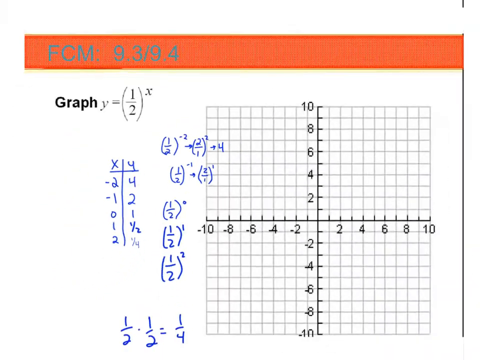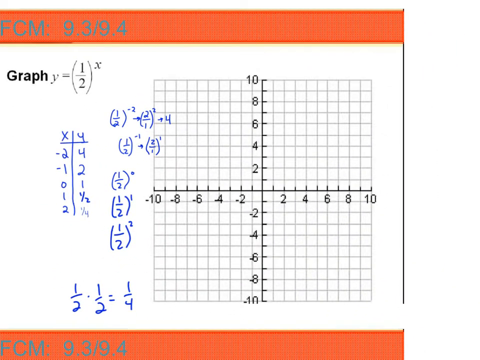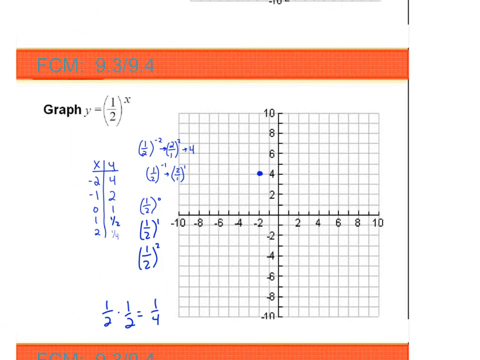So you plot these points here. Negative 2, 4. Negative 1, 2. 0, 1. 1, 1/2. 2, 1/4. And we see that this graph is dropping instead of growing. Still never going to reach 0. Still never going to reach 0. Okay.